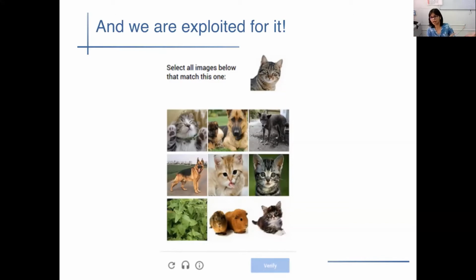This also happened with CAPTCHA before, when we used to get two words. Anyway, I digress. But the point is that we are very good at the steps that we want the computer to do. And the reason we are good is that we have seen lots of cats before, and we know what they look like.